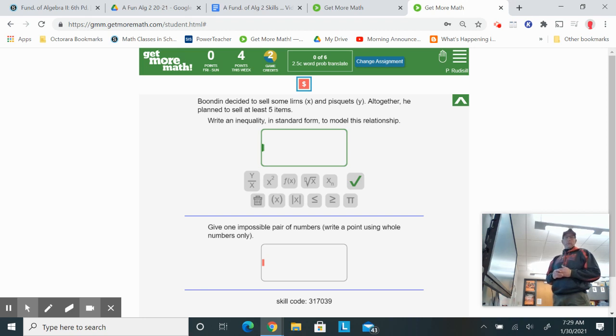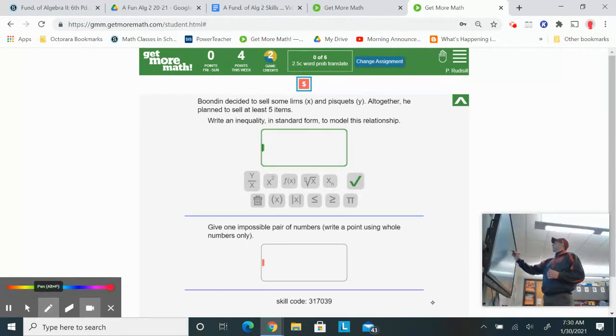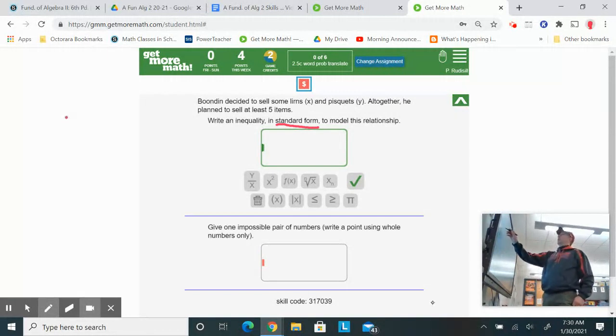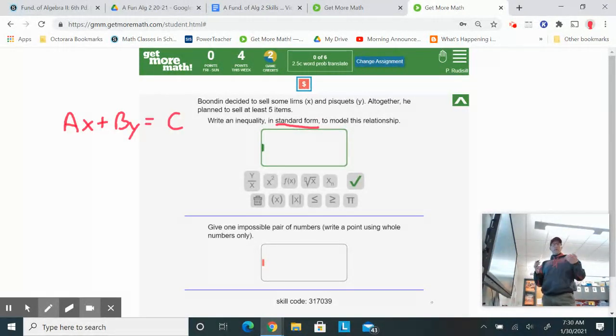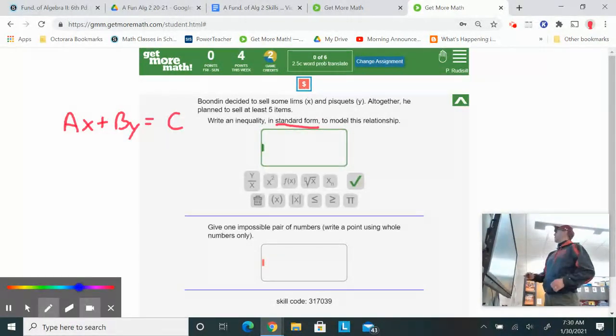So in this lesson, we're going to take a word problem and translate it into an inequality, and we're going to put it in standard form. Just a reminder, standard form would be when the x's and the y's are on the same side. When we talk about linear equations, here we're going to talk about linear inequalities. So let's go ahead and read the problem.